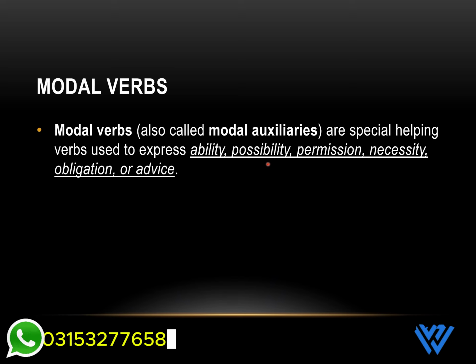Possibility. Possibility can be shown by saying, I may come to office today. I may not go to school today. So it shows possibility of something or not possibility of something. Then comes permission. If you have to give permission or ask for permission, you can use modal verbs. For example, may I come in? Or you may say, you may go out of the class. So may shows permission.